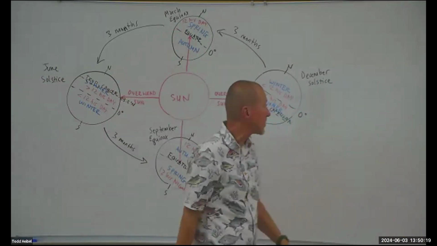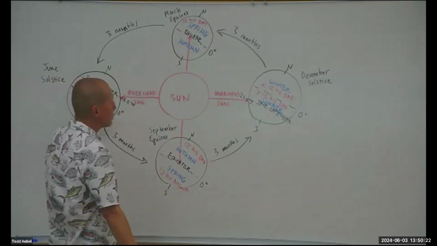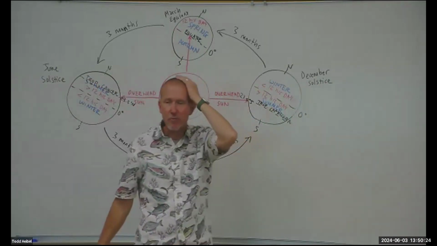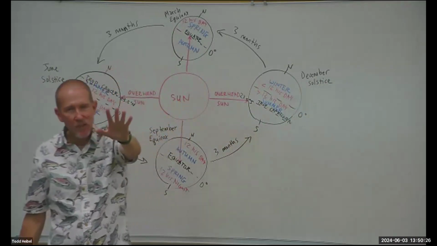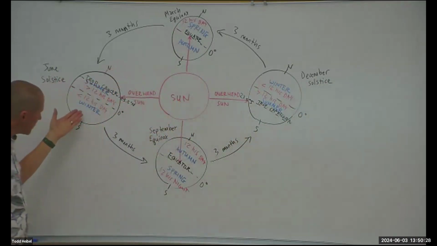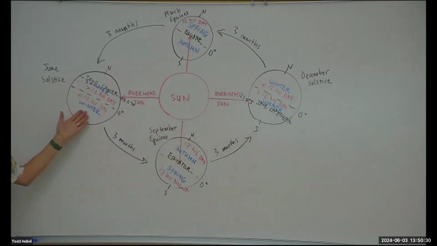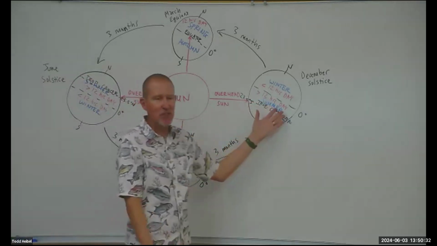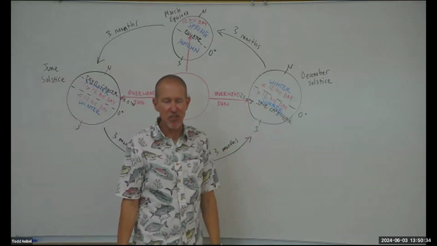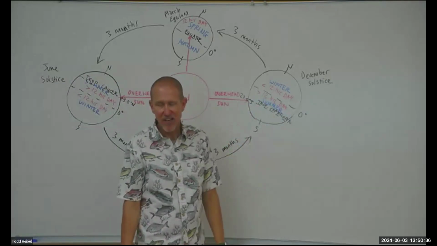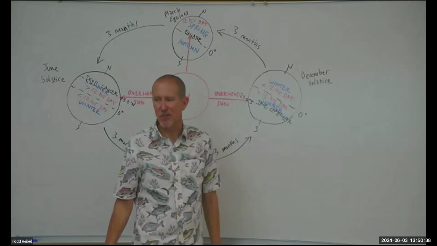But here's the other thing. If you're like, man, I don't know, the June solstice and December solstice, it's hard for me to keep all that information straight. Think about it this way. Whatever is happening at the June solstice, the exact opposite is happening at the December solstice and vice versa, right? They're exact opposites of each other.